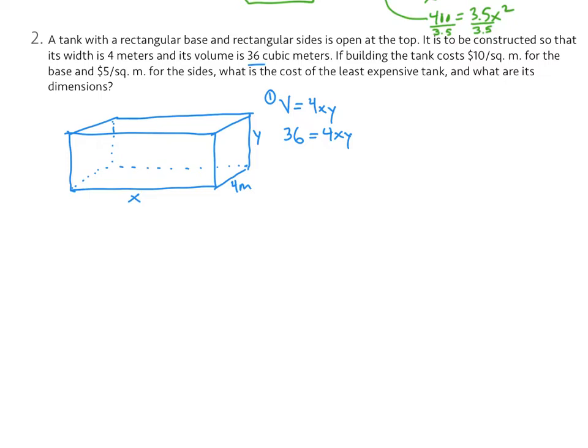Equation number 2 would be the cost equation. We want the cost to be the least expensive cost possible. The cost is based on the material used to build this tank, and the sides of the tank are all rectangles. So I'm going to write down the different rectangles, and we'll talk about the cost of each of those rectangles. One of the rectangles has a base of x and a height of y, and there are 2 of them. So the cost is going to be 2xy, and then the sides are $5 per square meter. So I'm going to multiply that by 5. That would be 10xy.